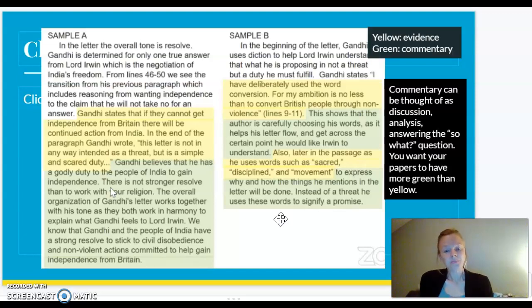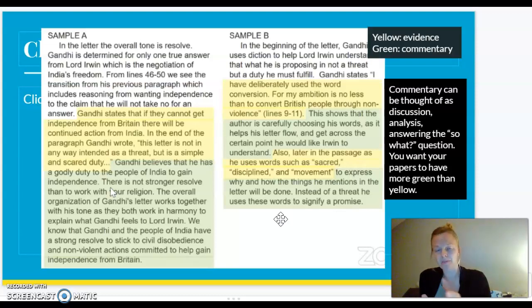Okay, so sample A, to me, does a good job of continuing the commentary. Now, if you look at sample B, which honestly I'm not going to read, they have the two different spots of yellow, which means they have included two pieces of evidence, but their commentary isn't nearly as long. And I think that often in class, that's what I would see, something more like sample B.